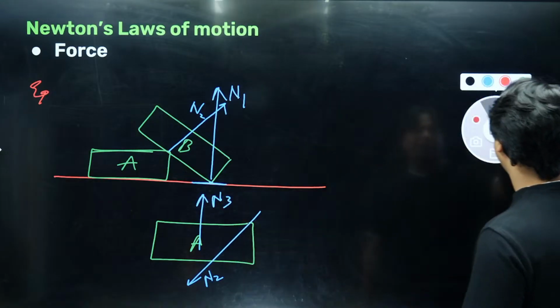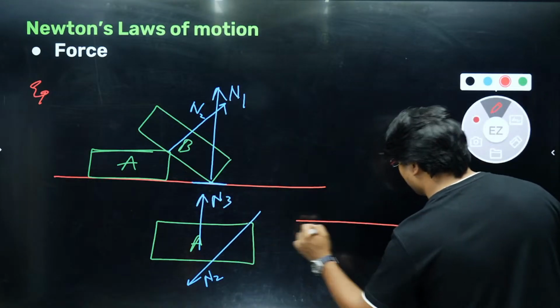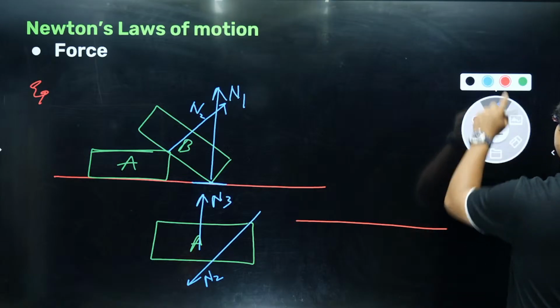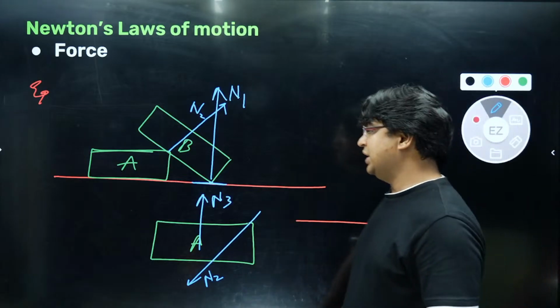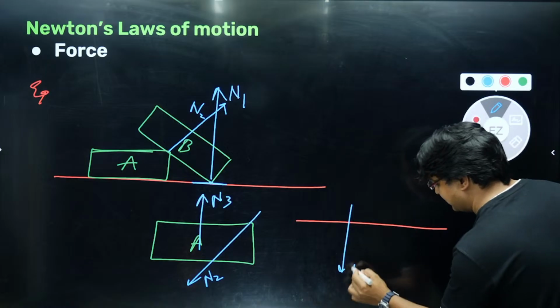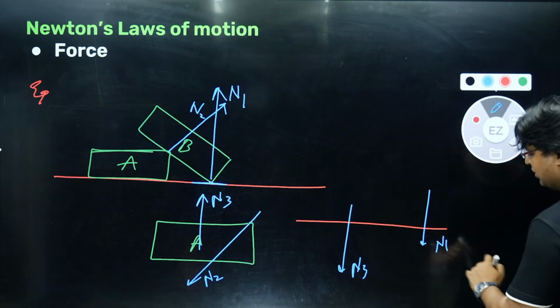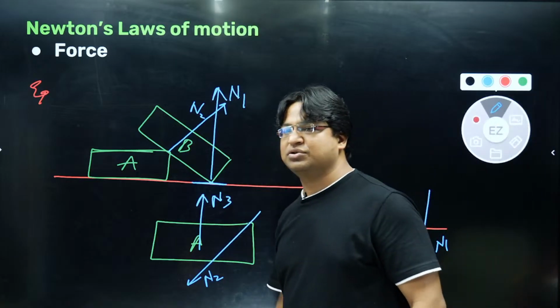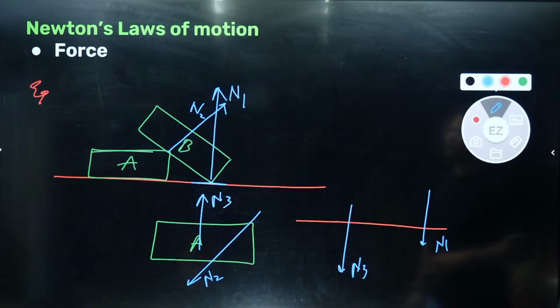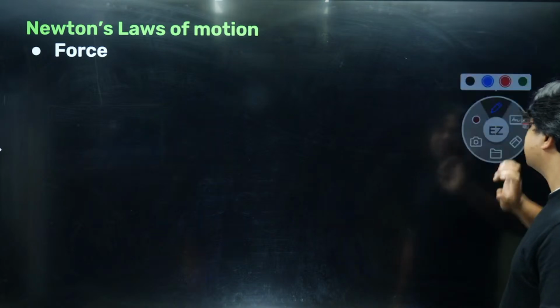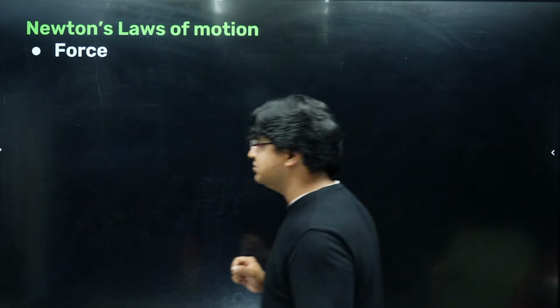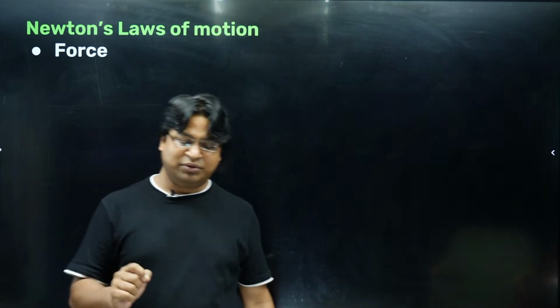If I want to talk about the normal forces on the ground, that is because of A, so that would be N3 in this direction, and of course there would be another N1 that B is exerting. So these would be the normal forces that we will draw. Okay, so that is about normal force. So we have talked about mg, we have talked about normal force.